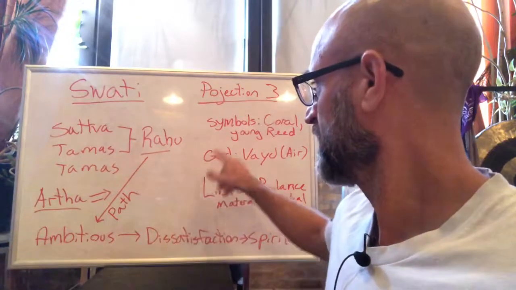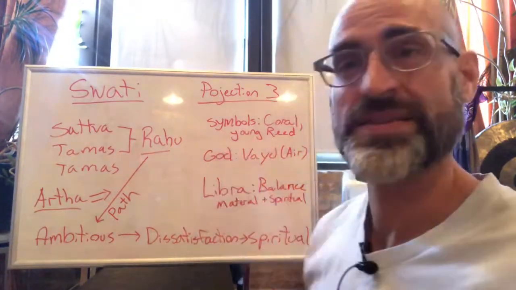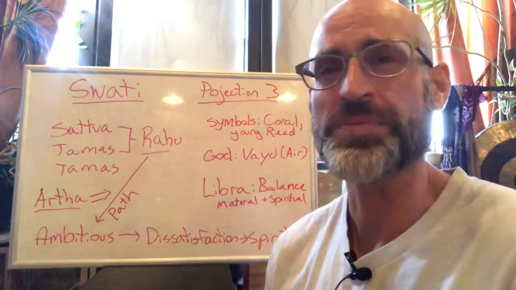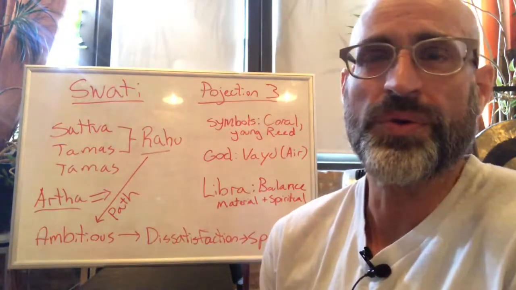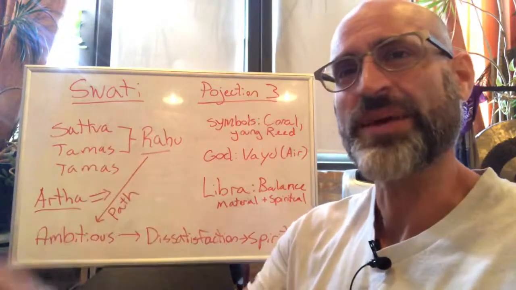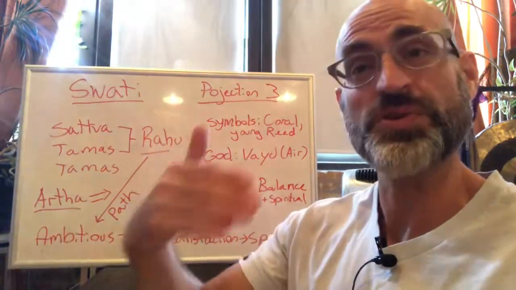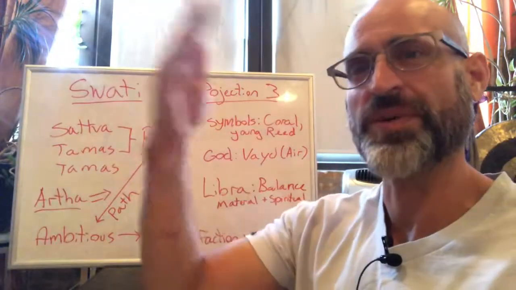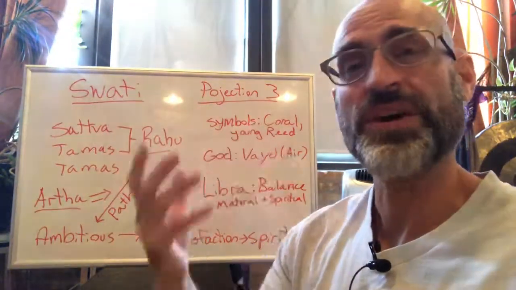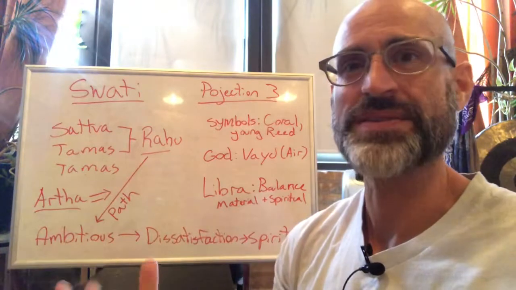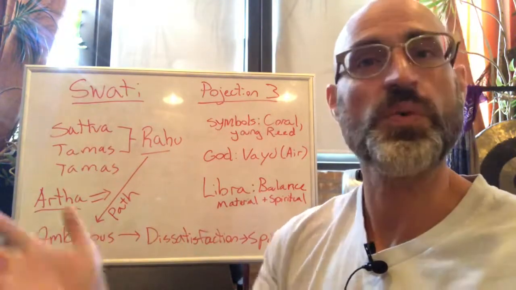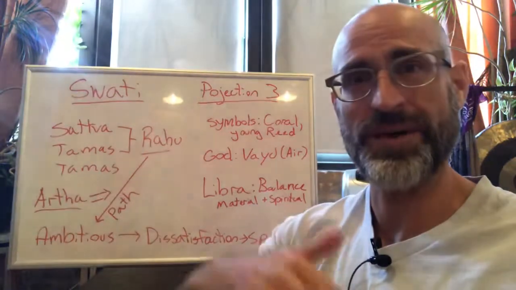So I want to go ahead and cover the second symbol, which is the young reed. So why, coral is this very rigid thing that reproduces from the inside, meaning the evolutionary path is within. So these folks are evolving within. Now a young reed, what it can kind of symbolize is to think about tall grass. So the wind blows and it goes this way or that way.